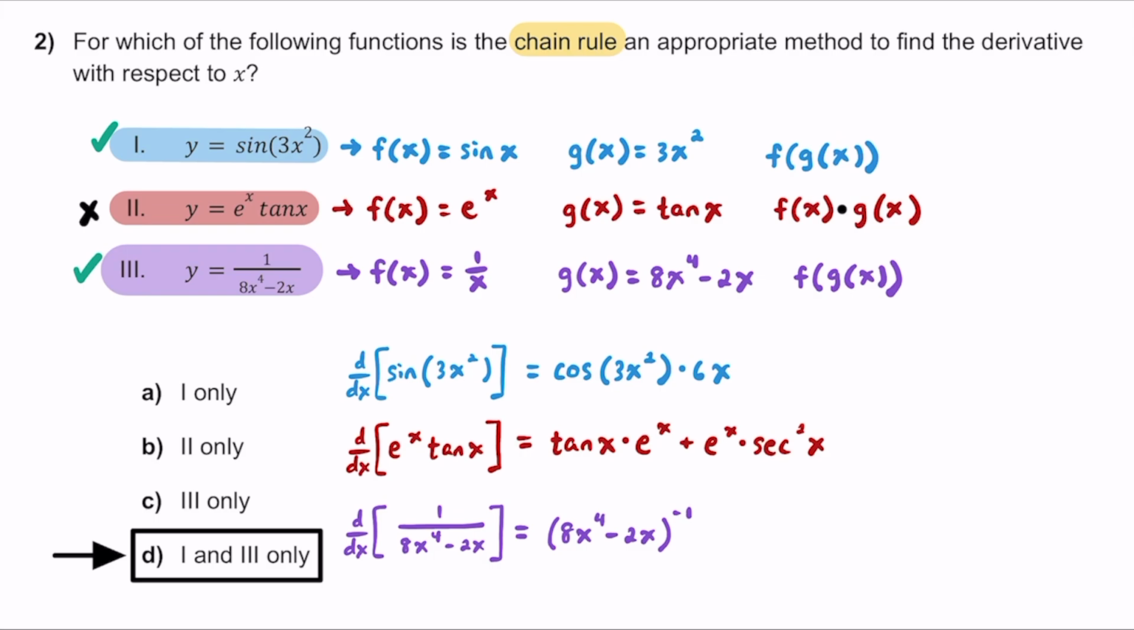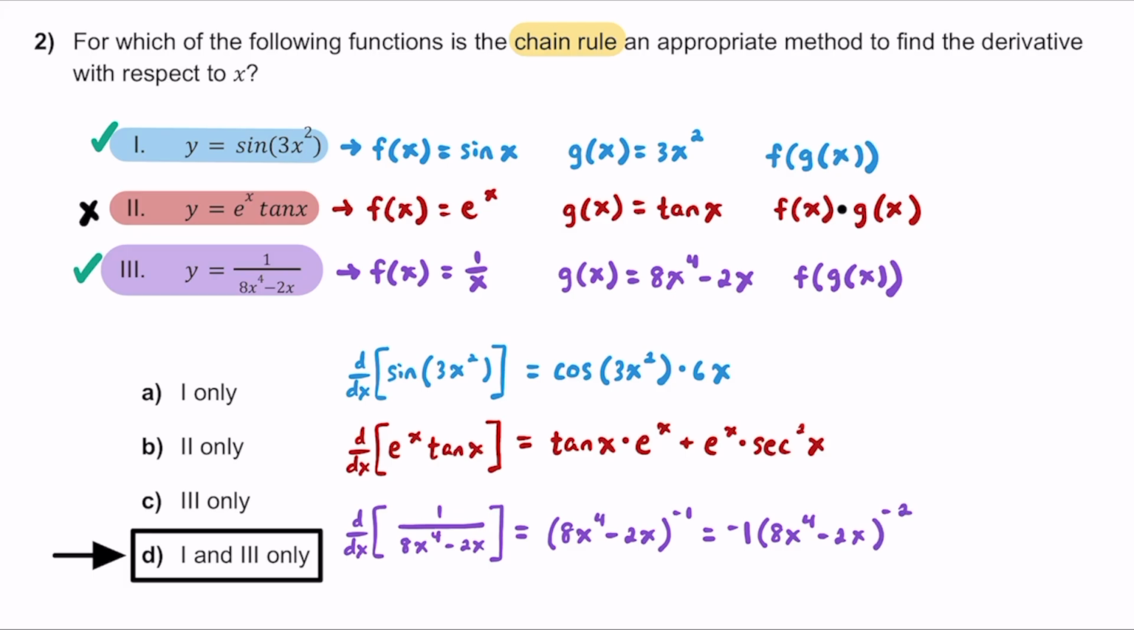Now, if we find the derivative of this function, you would use that power rule first. So let's move that -1 down in front. So take the derivative of the outside function. It's going to be -1 multiplied by this 8x to the 4th power minus 2x. And then take away 1 from that exponent. So -1 minus 1 is going to be -2.